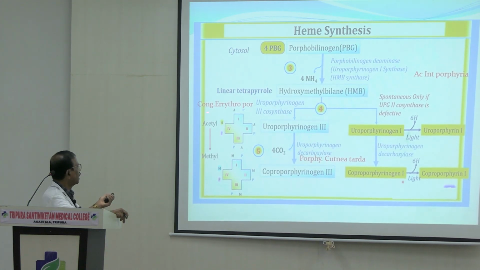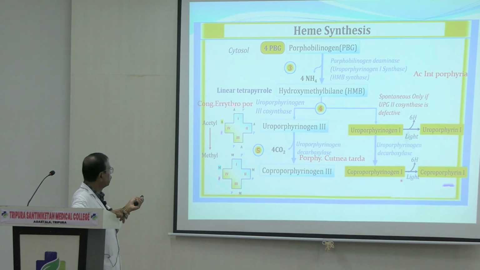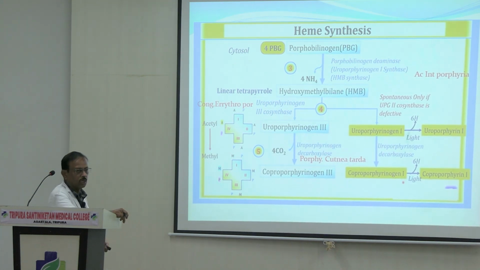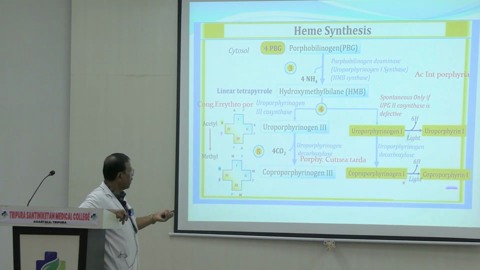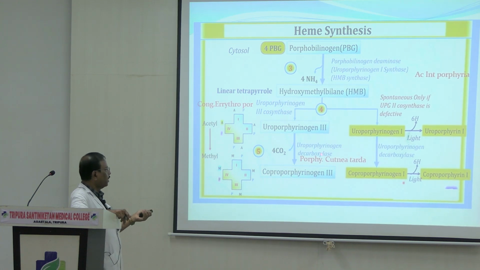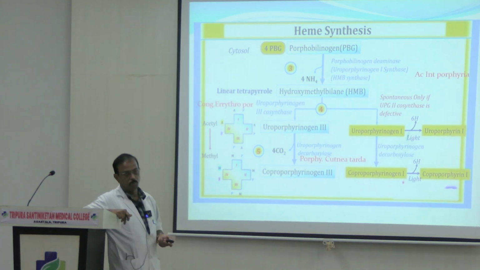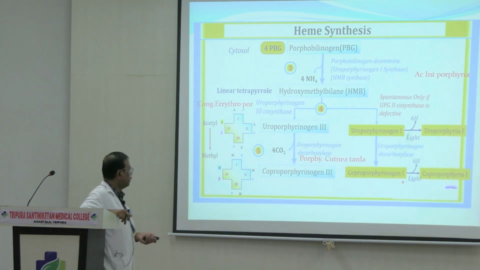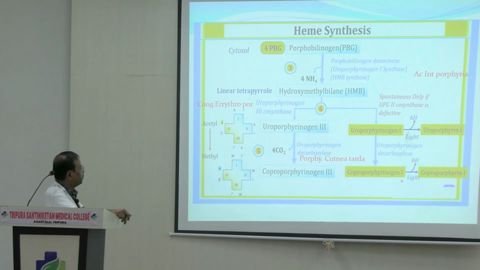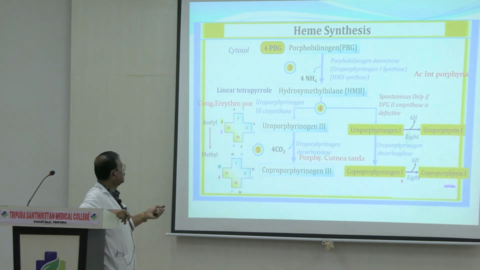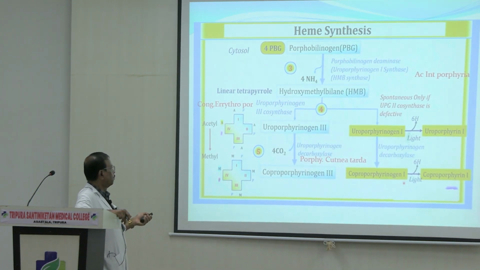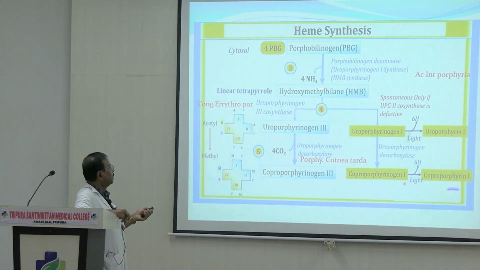Now in uroporphyrinogen 3 cosynthase deficiency, the porphyria that develops is congenital erythropoietic porphyria. In case of uroporphyrinogen decarboxylase deficiency, it is porphyria cutanea tarda.